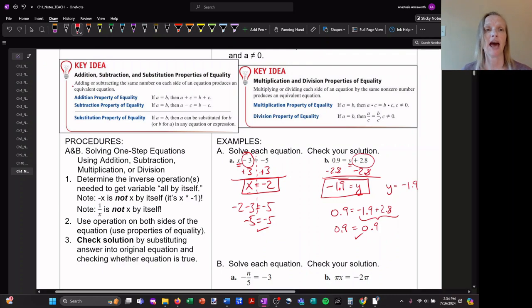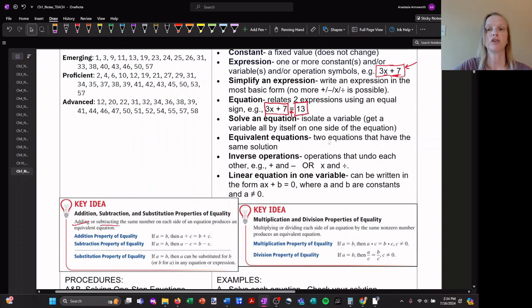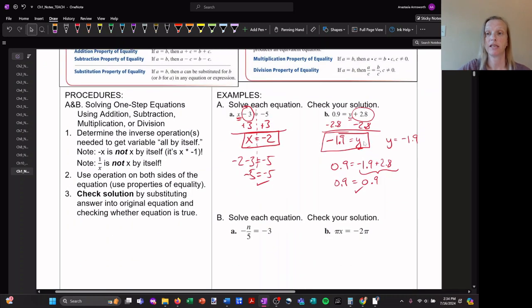Notice that adding or subtracting the same number on each side of an equation produces an equivalent equation. Going back up to our definitions for a second, equivalent equations are just two equations that have the same solution. So all I did here was come up with a simpler equation that means the same thing as the original equation.